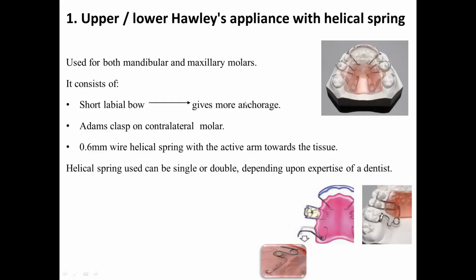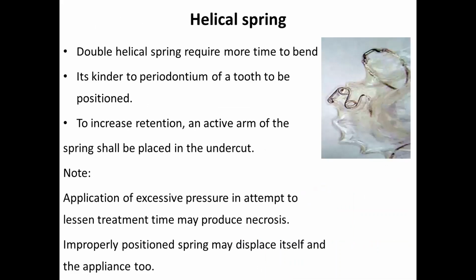I hope I'm clear about the Hawley appliance with the helical spring. This is the helical spring. As I told you, we can make a single coil. If we make a single coil, we call it a single cantilever or single helix helical spring. If there is a double helix, we call it a double helical spring. And they help us to regain the space back.